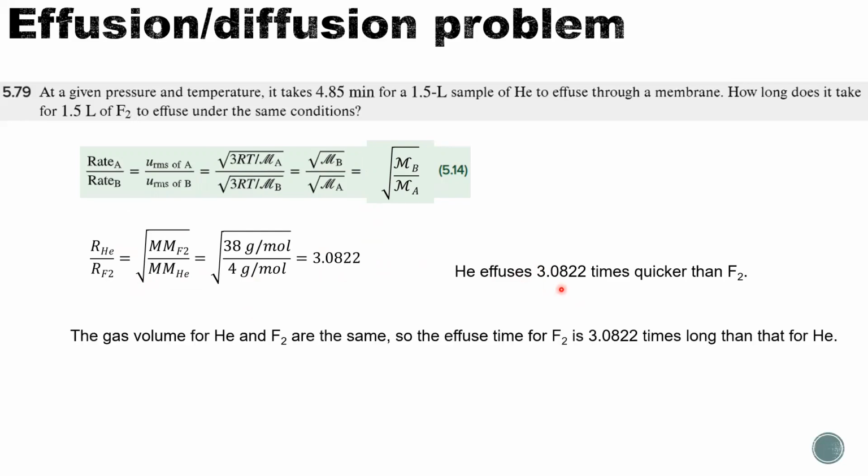That also means, under the same conditions, the effusion of fluorine is slower, so it takes longer, right? So the effusing time for fluorine is 3.0822 times longer than that for helium. Since it's 3.0822 times longer, we use the time that helium takes to effuse through the membrane, 4.85 times 3.0822, and get the value of 14.9 minutes. That's the time the same amount of fluorine takes to effuse under the same conditions.